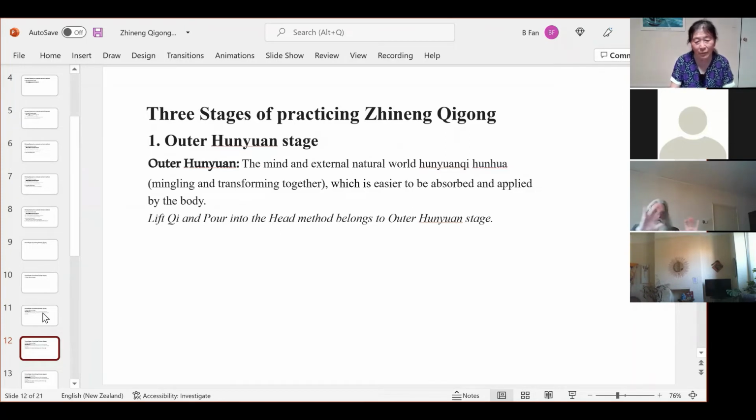So the lift qi method, the full name is lift qi and pour qi into the head. That's the original Chinese, 捧气灌顶: 捧气 is lift qi, 灌顶 is getting qi into the head. So the original name is lift qi up and pour it into the head, to nourish the mind. We pay a lot of attention to the head, the mind. We need the mind and qi stronger, so we pour qi into the mind. And that is the outer Hunyuan stage.